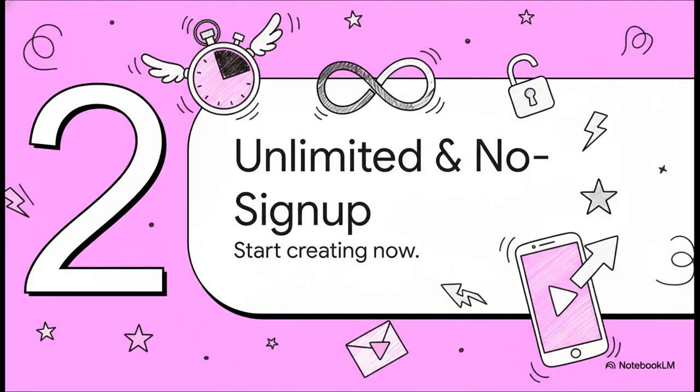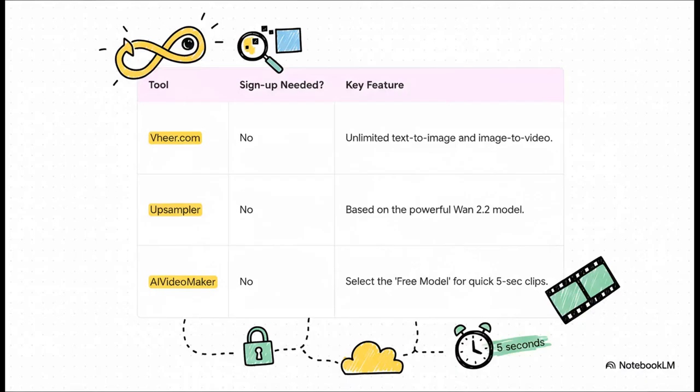Okay, but what if you want to start making something like this very second, with zero hassle? That's where this next batch of tools comes in. These are all about instant gratification. And this breaks it down perfectly. Vheer.com, it lets you generate as many images and videos as you want without ever asking for an email. Unsampler is another one, no sign up, and it runs on the really impressive Qwen 2.2 model, which is famous for its smooth animations. And with AIVideoMaker, just make sure you click their free model option and you can crank out little 5-second clips instantly. No logins, no passwords, just creating.